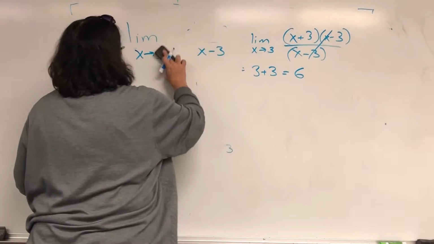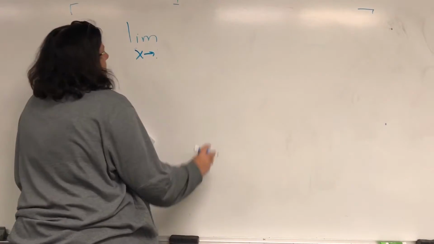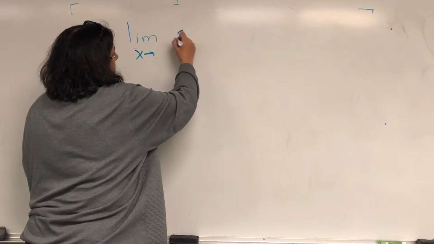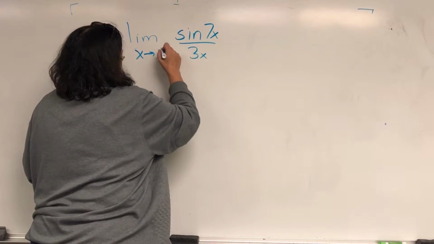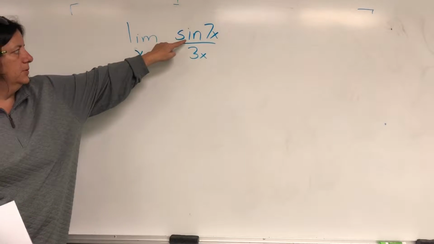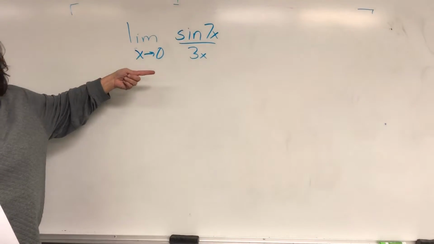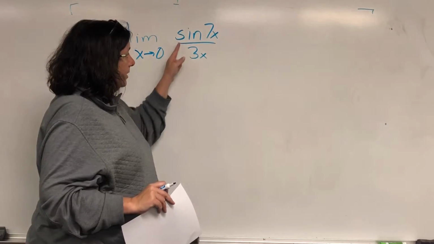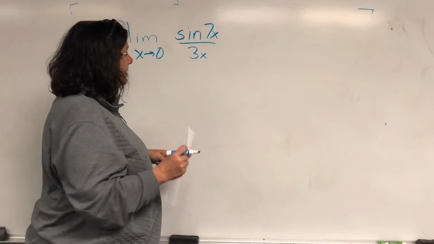Another thing that might happen if you get 0 over 0 is it might be that you had a special trig limit. So I listed the special trig limits on your handout. But let's say you have one that's a little more interesting, such as sine 7x over 3x as x approaches 0. If I plug in, sine of 0 is 0, 3 times 0 is 0. So that's 0 over 0. That means there is a limit here. I just have to find it. The graph doesn't exist here. There's a hole in it, or a discontinuity. But I can still find the limit.